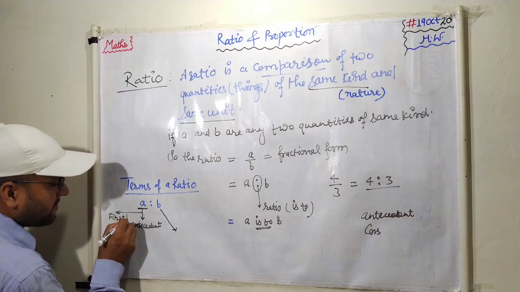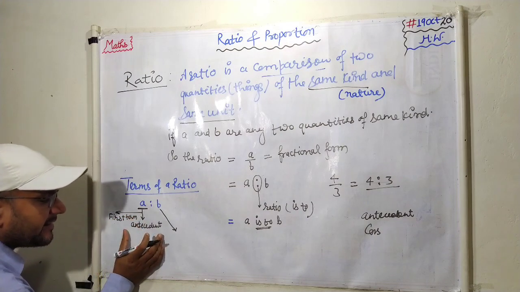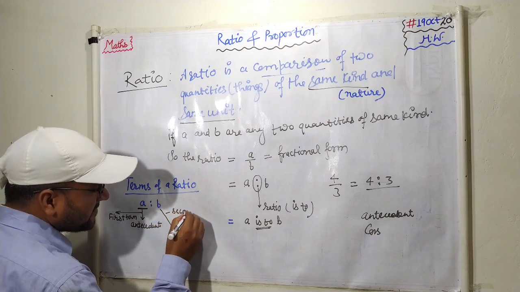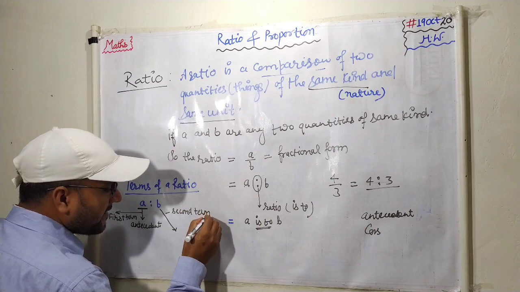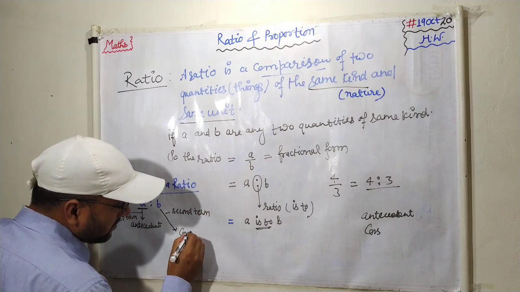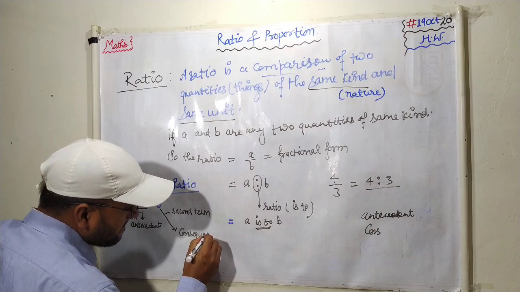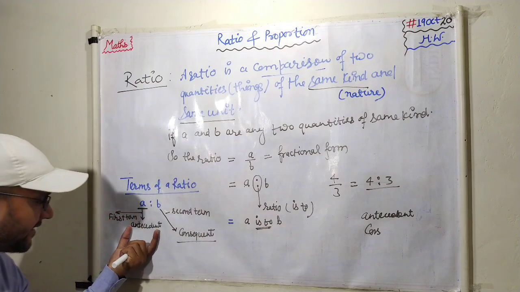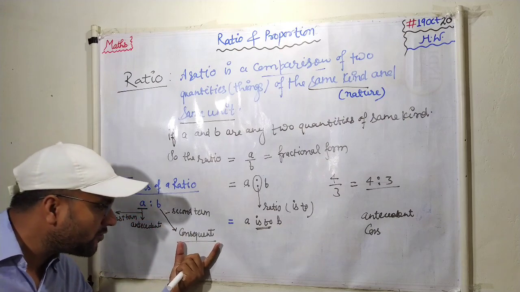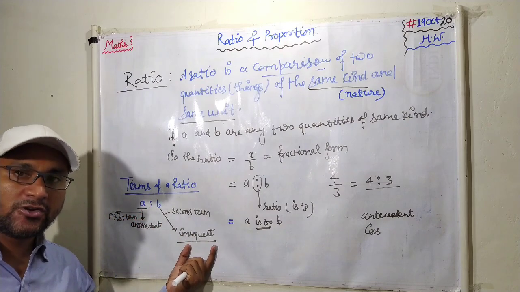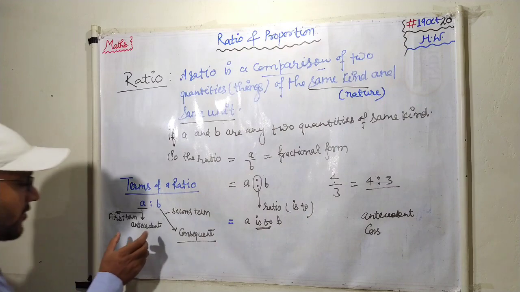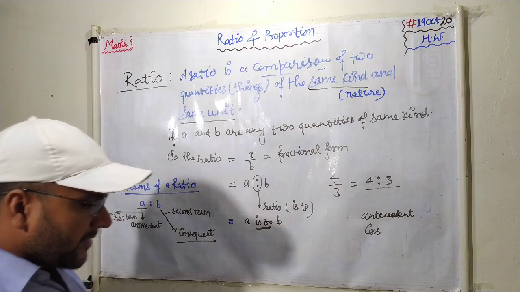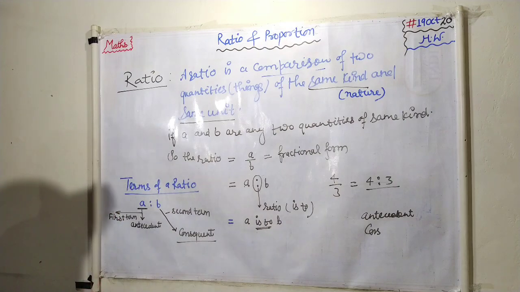This one is the first term, and its name is antecedent. And this one is the second term, and it is known as the consequent. Students, the first term is known as the antecedent, and the second term is known as the consequent.